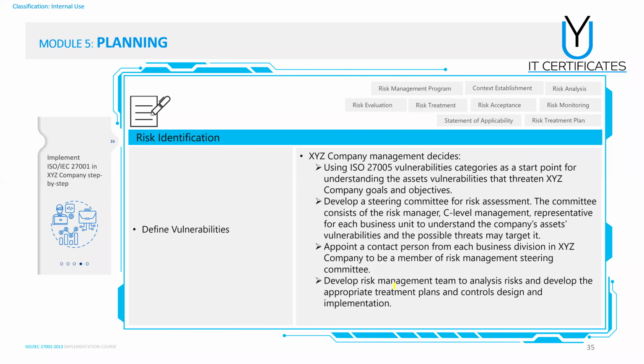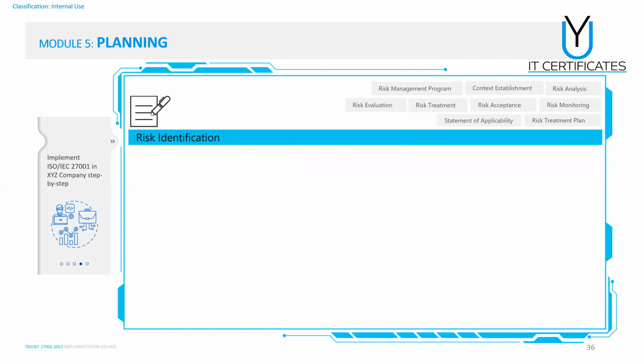For vulnerabilities, again, it is the same concept, the same concept for discovering threats. Again, for vulnerabilities, there are some standards or categories from ISO 27001. You can utilize the steering committee for risk assessment, C-level management. You can have a contact person from each business division. They will help you to understand the vulnerabilities, and they can help you to understand the threats.